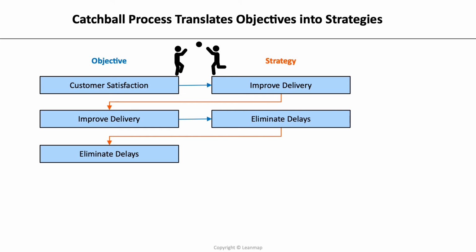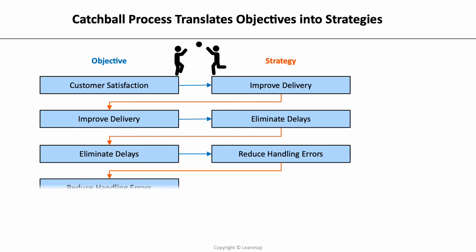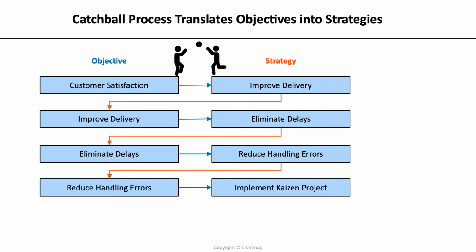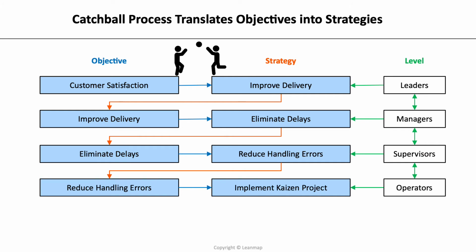Eliminate delays. So how do we do that? We do that by reducing handling errors. It becomes the objective of the next level down. Reducing handling errors. We do that by implementing a Kaizen project. And there is ownership for each level: the leadership level, the management level, the supervisory level, and the operators level.